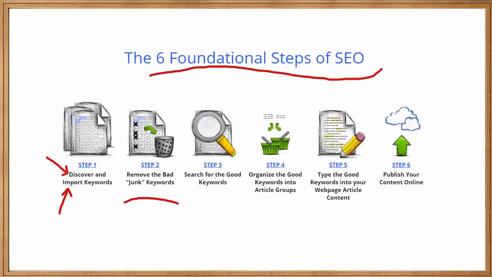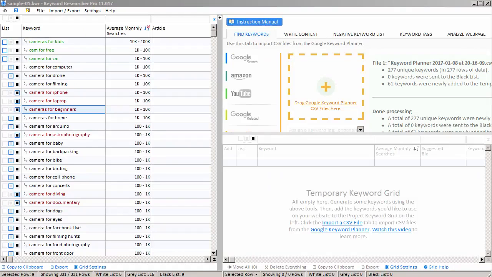And what about the next step? Step number 3, how do we search for the good keywords that we want to use on our website? And that's why Keyword Researcher comes with a lot of great search functions.